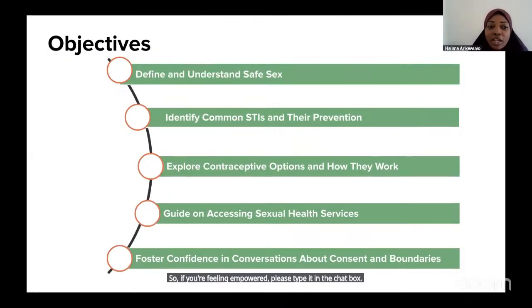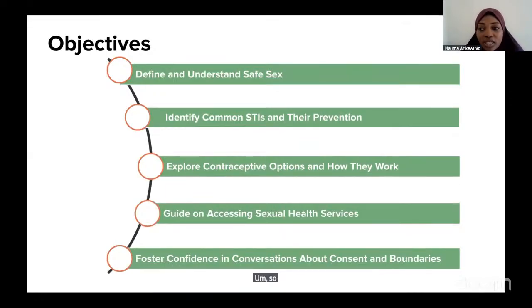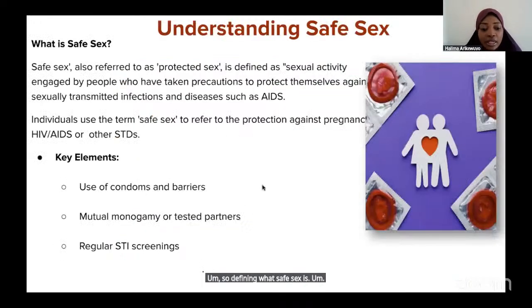As a way of objectives, we'll be looking at what safe sex is, identifying common STIs and prevention, exploring contraceptive options and how they work, guiding on accessing sexual health services, and fostering confidence in conversations about consent and boundaries. So, defining what safe sex is: safe sex is referred to as unprotected sex.